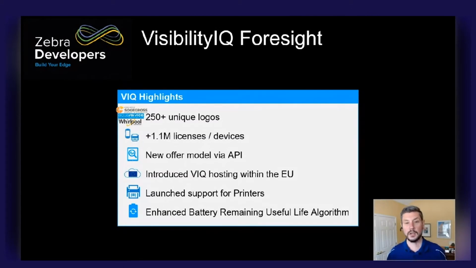And then the last really exciting update we had is, when we look at the usage of the devices, a big piece of that for some of our customers is around batteries. Battery management can be extremely challenging.